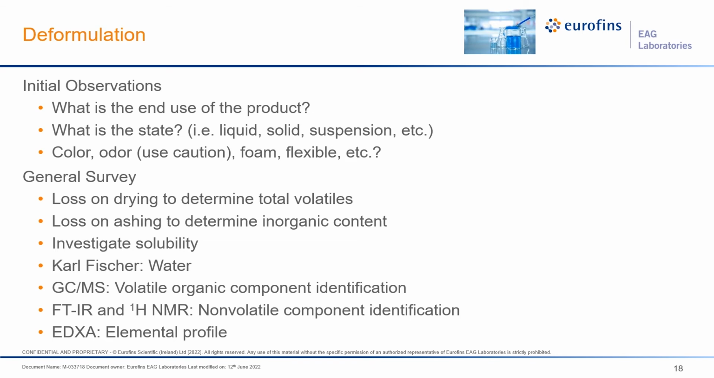Gas chromatography mass spectrometry. We did a VOC. What were the VOCs? What was off-gassing? Was there anything coming off that could potentially have short-term or long-term adverse health effects? We did FTIR and proton NMR to look at the non-volatile component identification or identify the base resin.